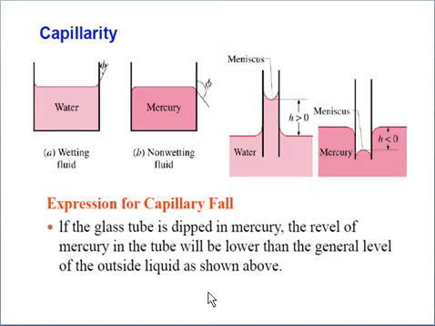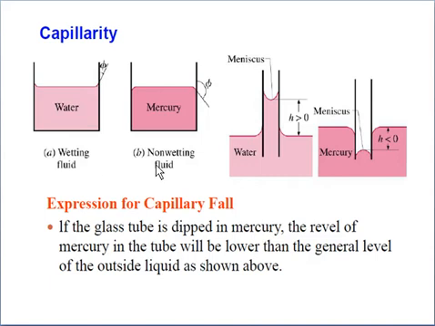Next part is the expression for the capillary fall. Here the diagram is given as wetting fluid and non-wetting fluid. The container is a glass tube; both containers are glass tubes. The first container contains water. Water is stored in the glass tube, so the water wets the glass tube. That's why this is the wetting fluid.